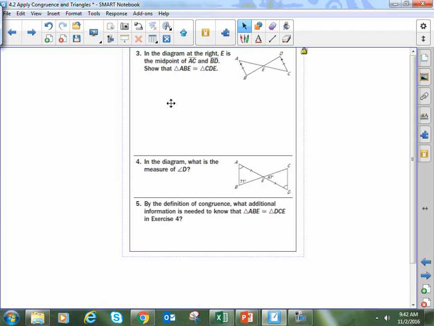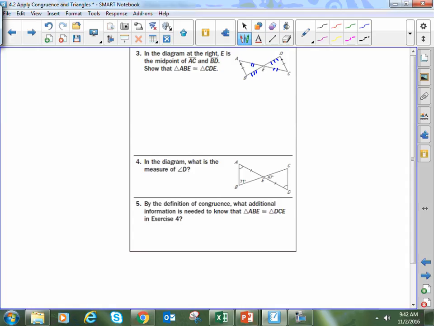Looking at the figure here, I'm going to take the information and start marking stuff down so I know what I can use. In the diagram, E is the midpoint of AC and BD. Well, since it's the midpoint of AC, AE and CE have to be the same length. And if it's also the midpoint of BD, then from B to E and from D to E has to be the same as well.